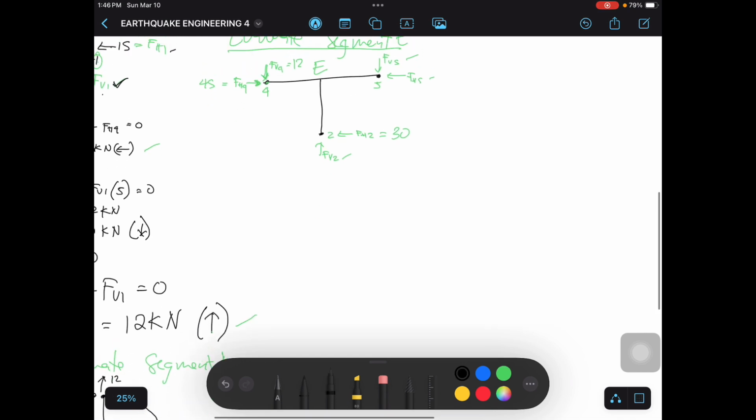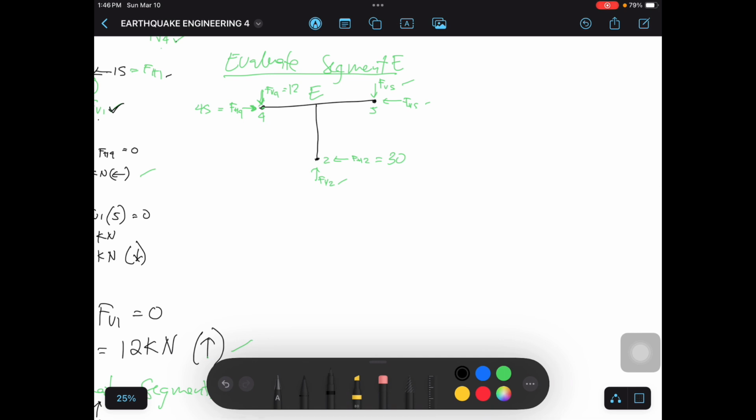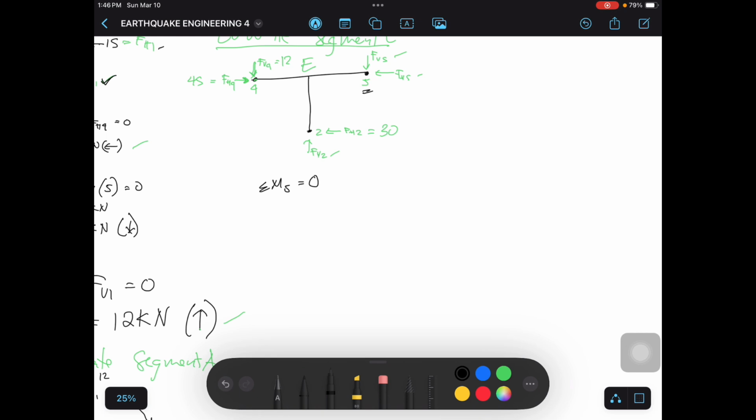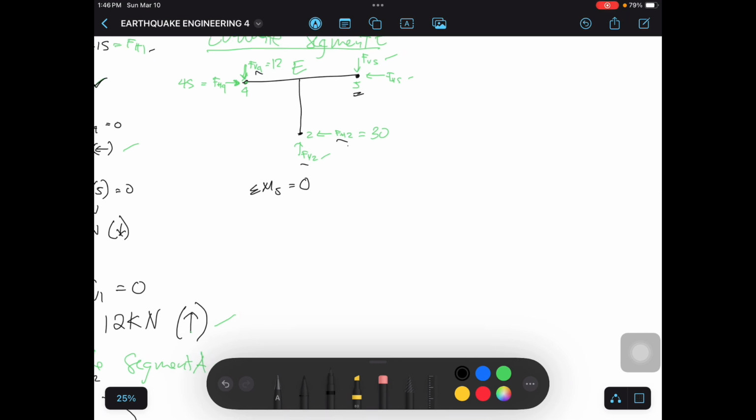Now, let's solve. Nung madali, summation na lang tayo ng moment sa joint 5. Summation of moment at 5 is equal to 0 dahil walang moment sa point na yan. Ano-ano magkakos ng moment? Madami, tatlo. Let's start dun sa FV4 na 12. 12 times, counterclockwise, so negative siya. Ano ang distance? 5 meters, 5 meters, 4 meters. So, 10.